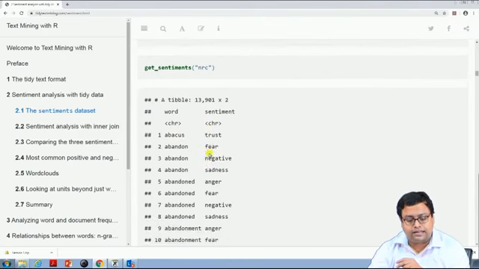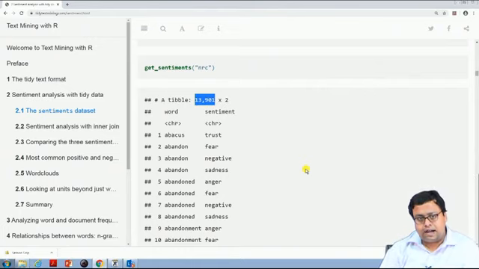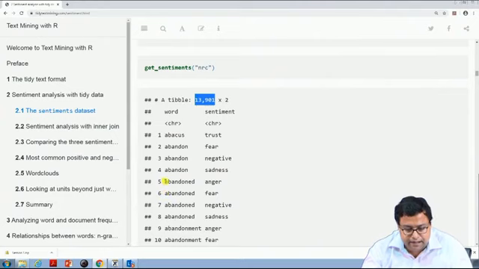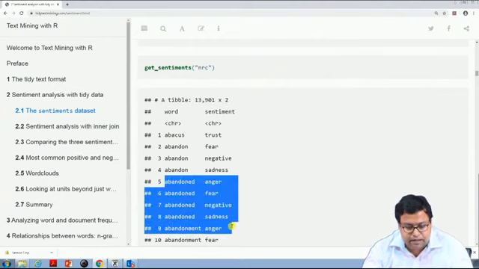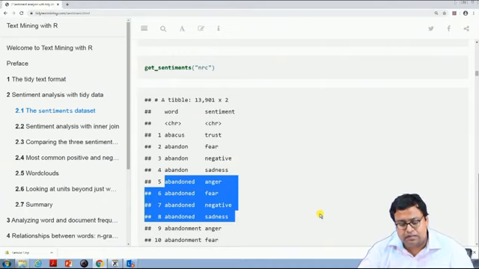Then when I do it for NRC, it is further bigger. You see, there are 13,901 words. So that's why NRC is one of the most used lexicons in marketing, even in marketing research also. And you will see that they have given various words corresponding sentiments. The problem here is that one word might be associated with multiple sentiments, like abandon, which is related with anger, related with fear.